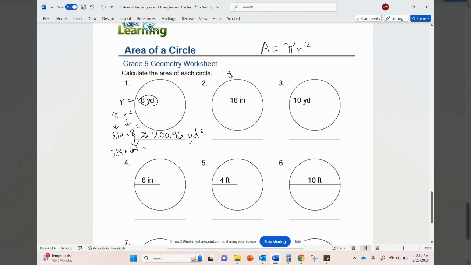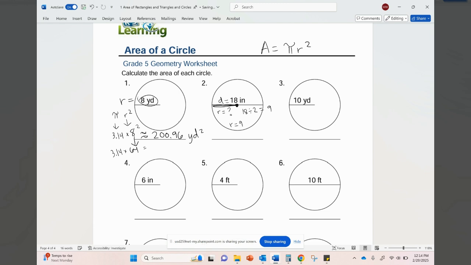Now, number 2, we don't have r, we have the diameter. So first you have to find r. Now remember, r stands for radius, and radius is the halfway point. It'd look like this. So from here to here is r. We don't know what that is. So to find that out, we take the diameter, which is 18, and we divide by 2. So 18 divided by 2, that's 9. So we know that r is 9.